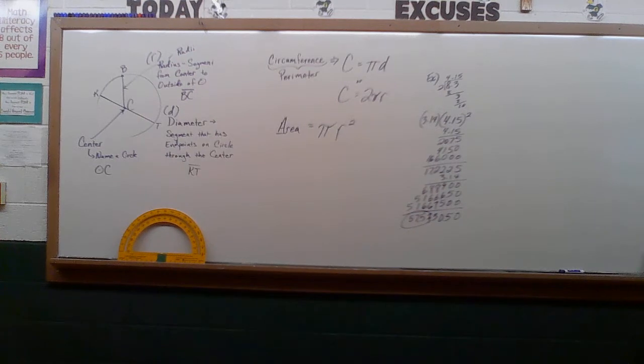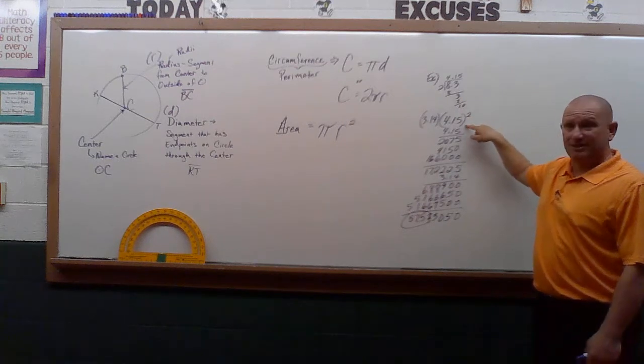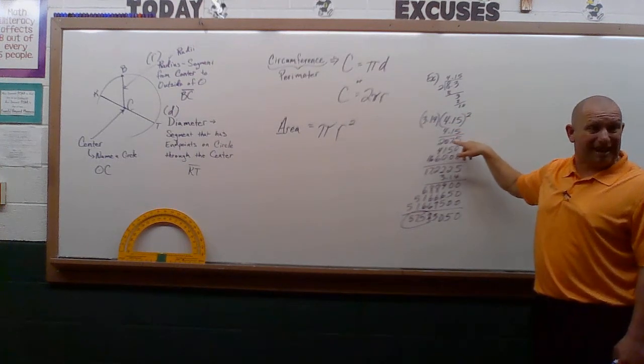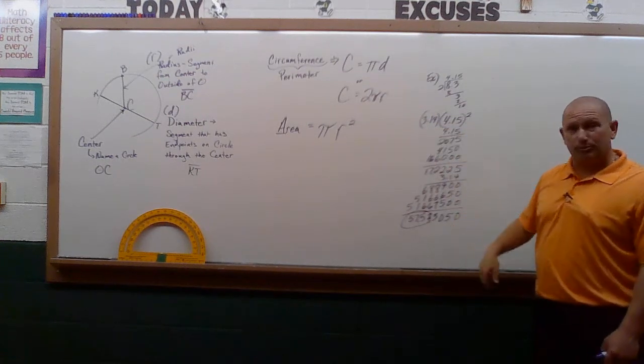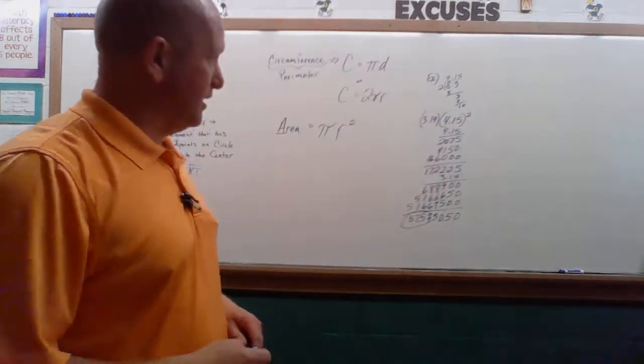Because it says it's the diameter, so I gotta do what to that? The first thing I gotta do is divide 8.3 divided by 2. So I got my 4.15. Then I gotta take 4.15 squared, so I gotta take 4.15 times 4.15. And then I have to take that times 3.14. Punch it in your calculator and see if I'm right.